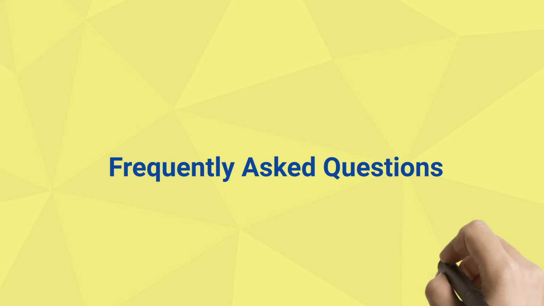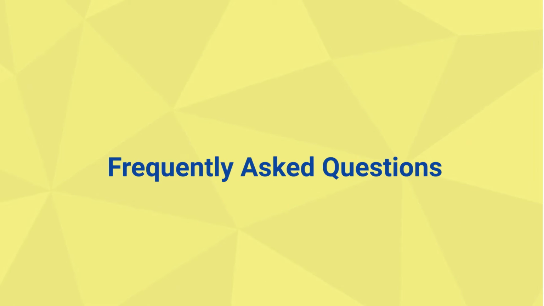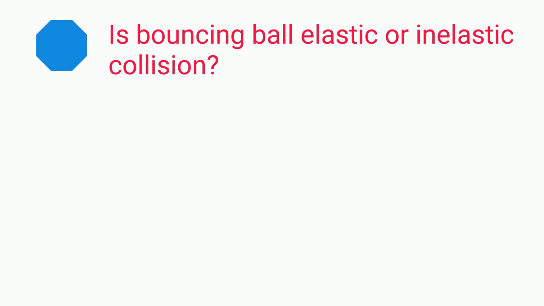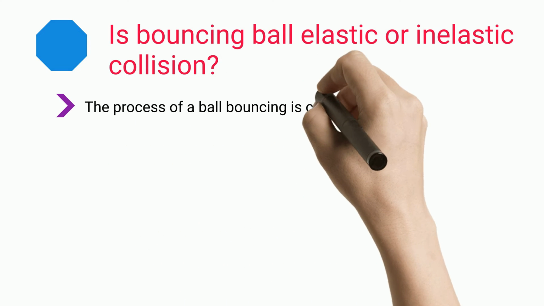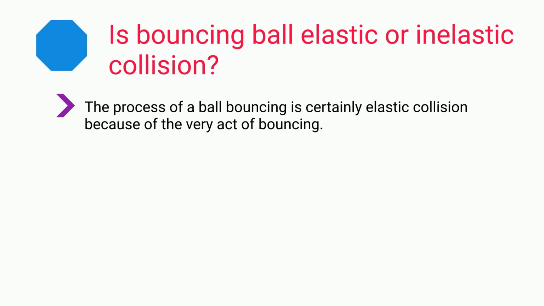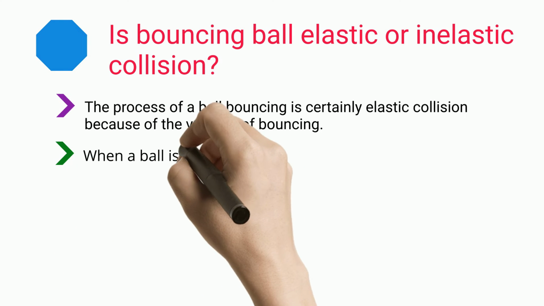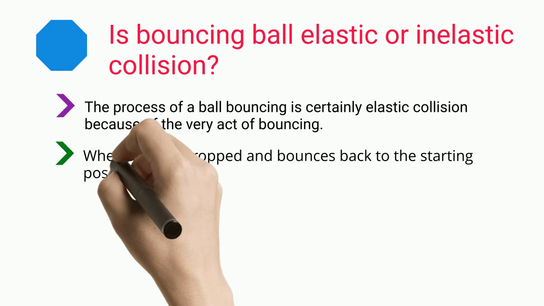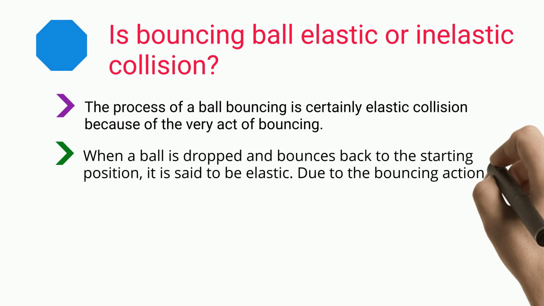Frequently asked questions. Is a bouncing ball an elastic or inelastic collision? The process of a ball bouncing is an elastic collision because of the very act of bouncing. When a ball is dropped and bounces back to the starting position, it is said to be elastic.